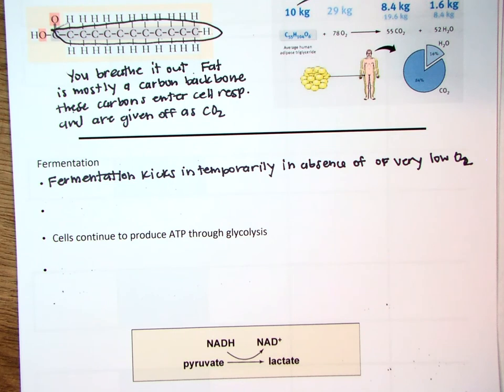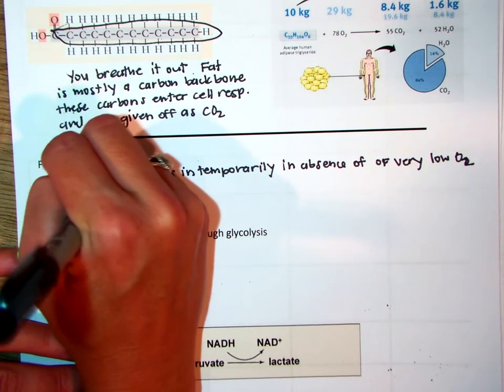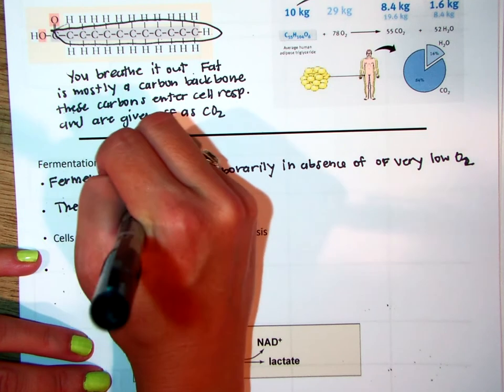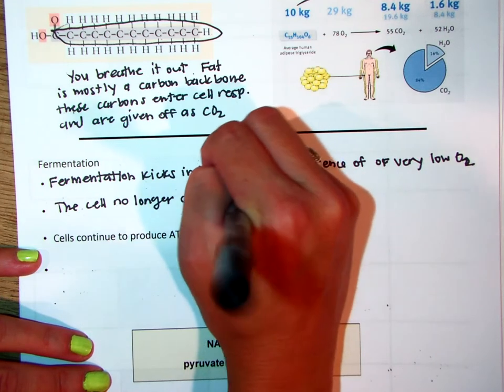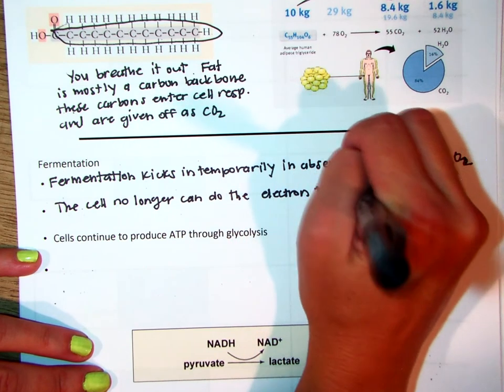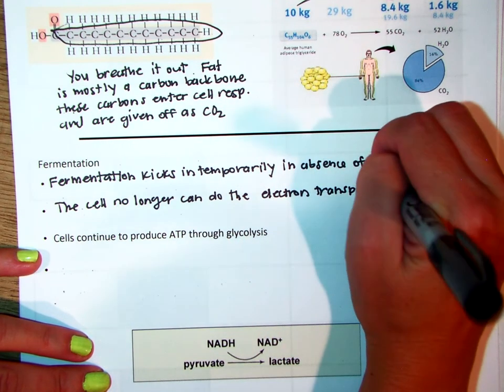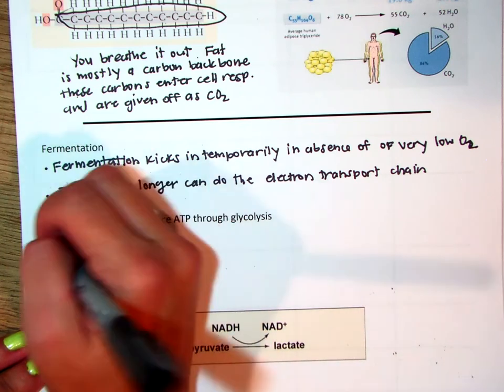So remember, when there's not enough oxygen, your cell can't do that last part, the electron transport chain, where the majority of our ATP was made. And so your cells will continue to produce that small amount of ATP through glycolysis. And per glucose molecule, it only makes 2 ATP.